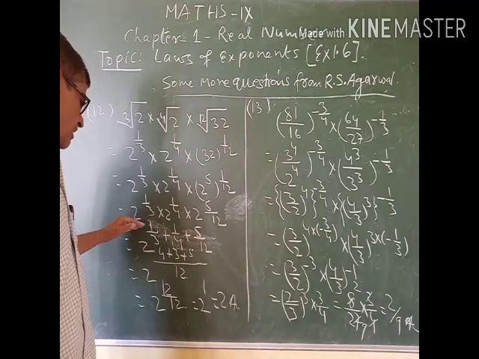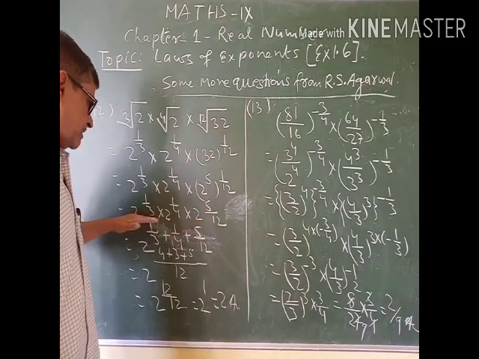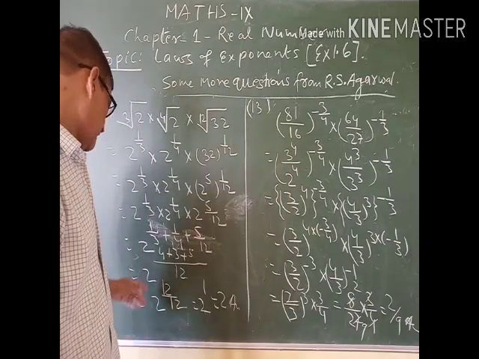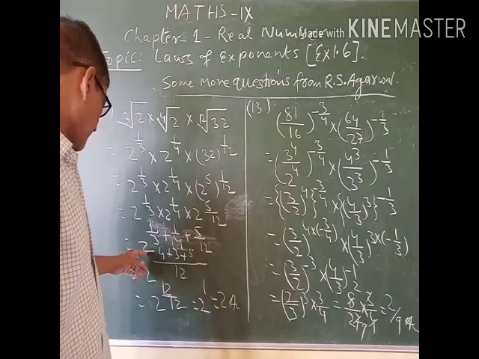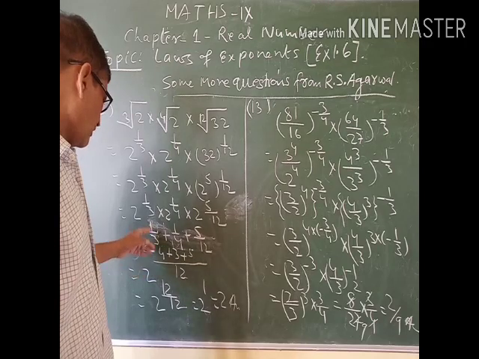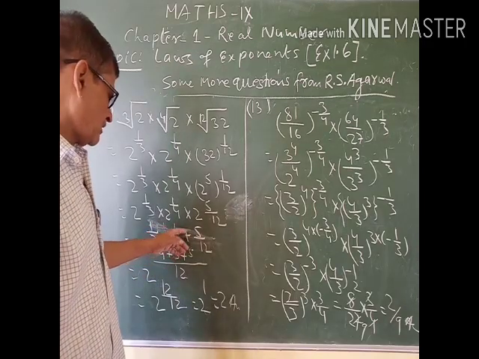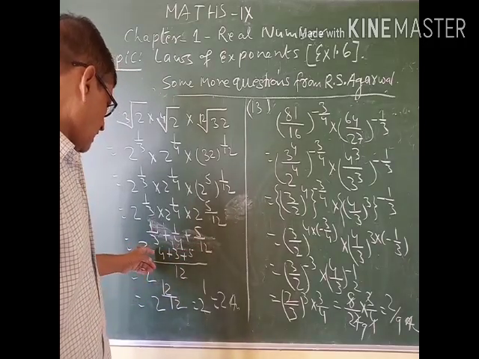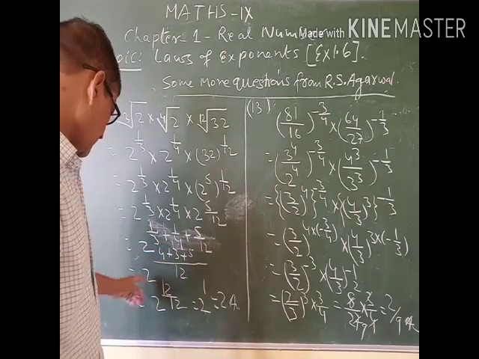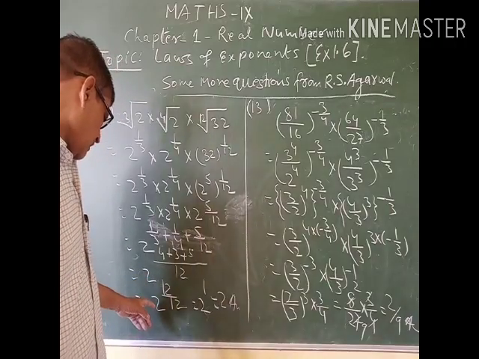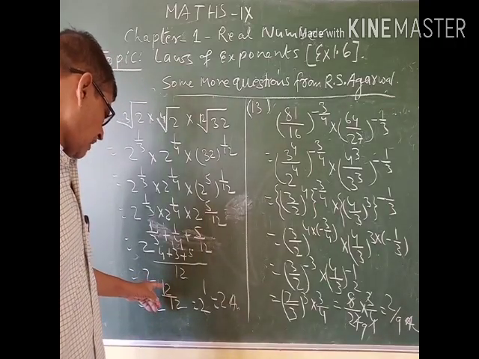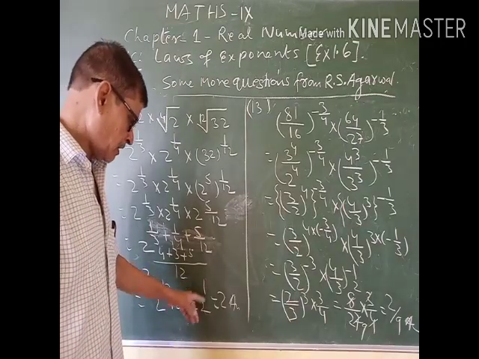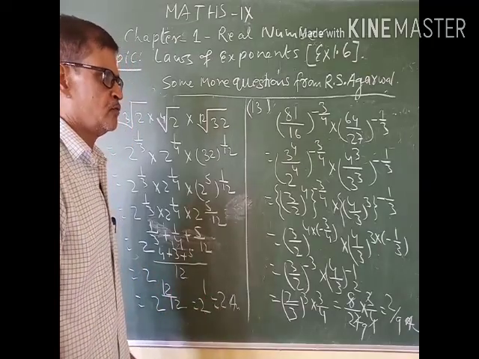Now we observe that here bases are same, so exponents should be added, and thus I have written 2 to the power 1 by 3 plus 1 by 4 plus 5 by 12. By adding the exponents you observe that it is 2 to the power 12 by 12, and this will give you 2 to the power 1, and this will be equal to 2.